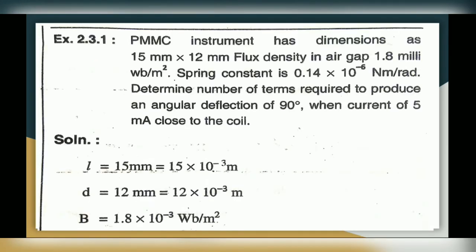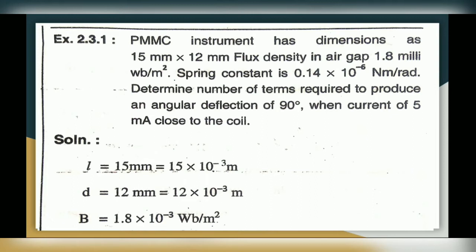First numerical is on PMMC. A PMMC instrument has dimensions 15 mm into 12 mm, flux density in air gap 1.8 milliweber per meter square, spring constant K equals 0.14 into 10 raised to minus 6 Newton meter per radian. Determine the number of turns required to produce an angular deflection of 90 degrees when a current of 5 milliampere flows through the coil. So here is the given.